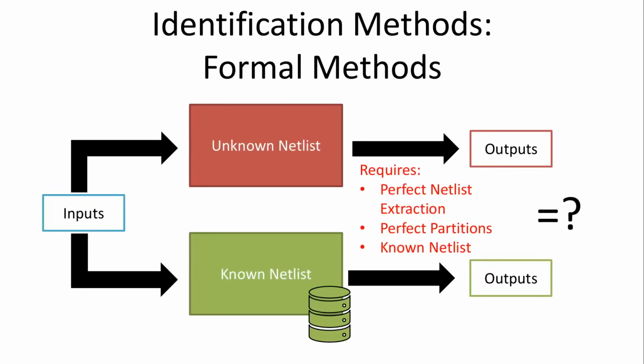Let's say you do have your perfect netlist extraction. Maybe you're working on FPGA, so that's easier to get there. We don't get errors. You also need a perfect partition. So this step I just described, you also need to do perfectly in order for this to work. And you also need a known netlist. Obviously, if you don't have that, that's going to be a problem. You can tell why this stayed in academia and never went out into the real world kind of thing.